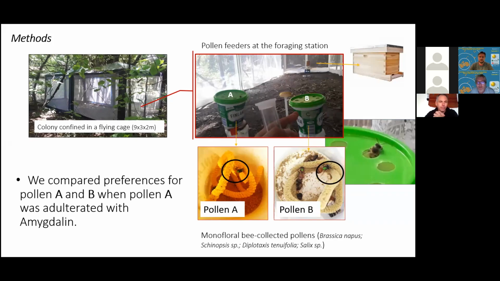Okay, let me ask you then one question. Do you think that colonies that are brought to these orchards, I forgot the flower name, that are producing amygdalin, do you think that there is a reduced brood production in those colonies because the nurse bees are avoiding the pollen?